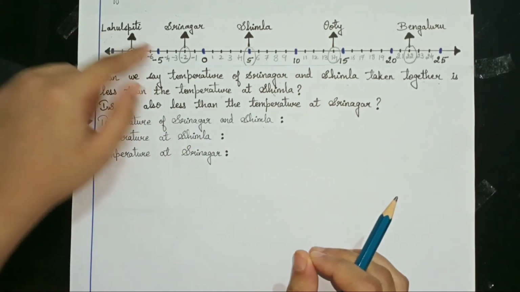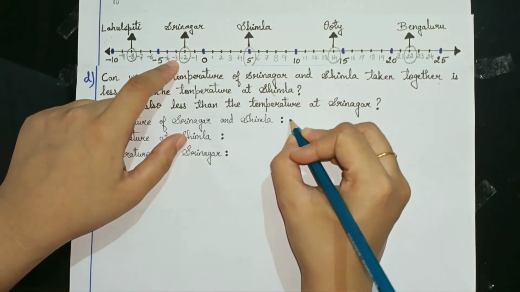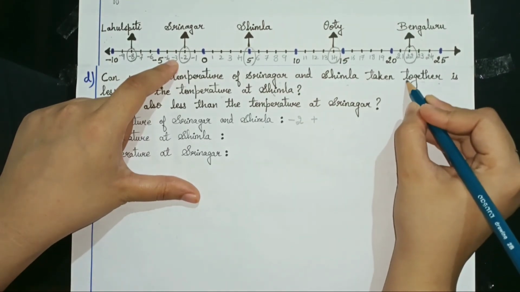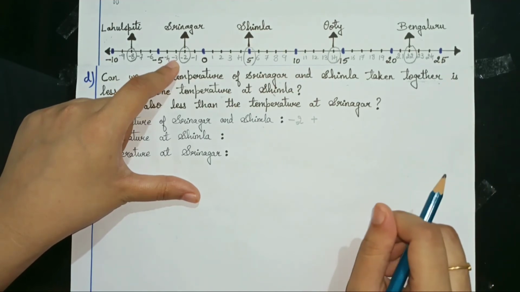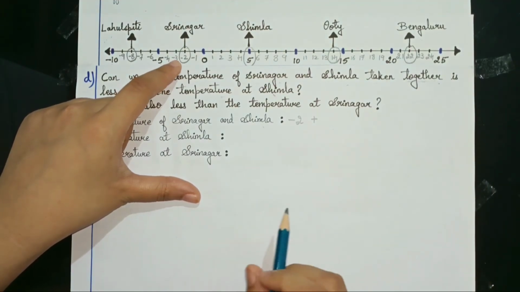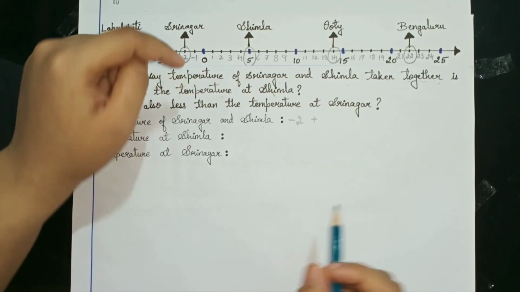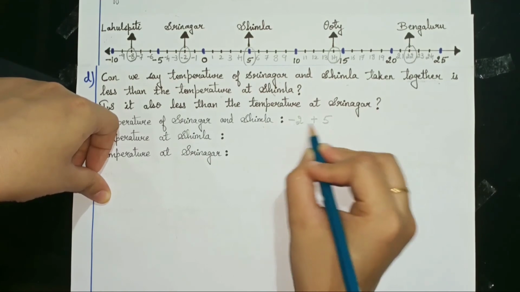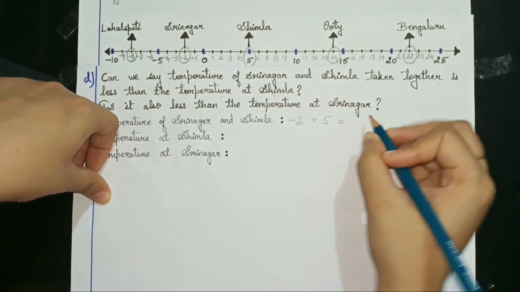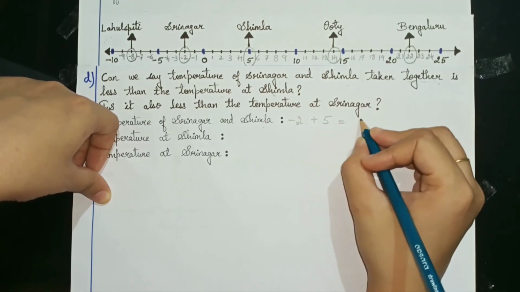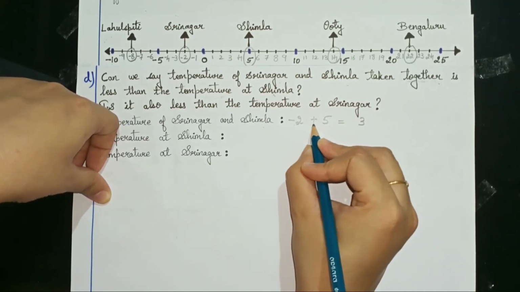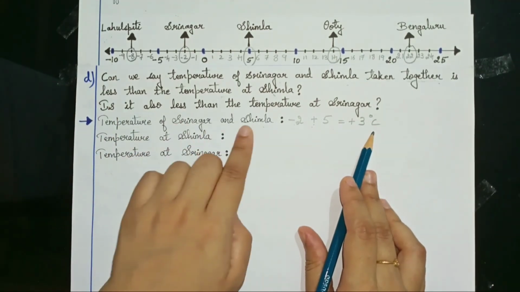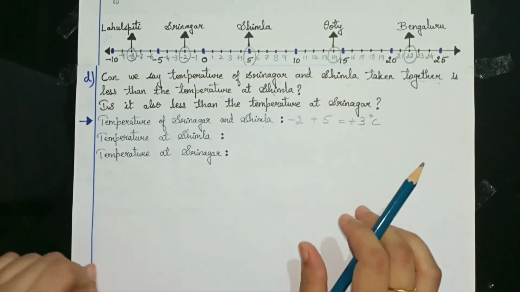What's the temperature of Srinagar here? -2. Put an addition symbol, because they have asked you to find the temperature taken together, which means addition. Next, what's the temperature of Shimla? The temperature of Shimla is 5. So plus 5. Minus 2 plus 5. Both the signs are different, so in the answer you have to do subtraction. 5 minus 2 is 3, and give the sign of the greater number. So +3 degrees Celsius is the temperature of Srinagar and Shimla taken together. This is the answer.